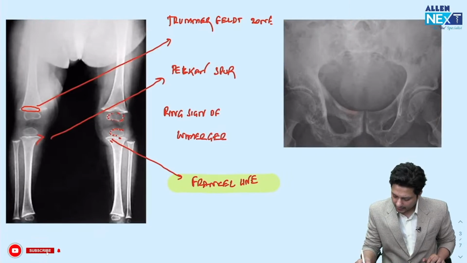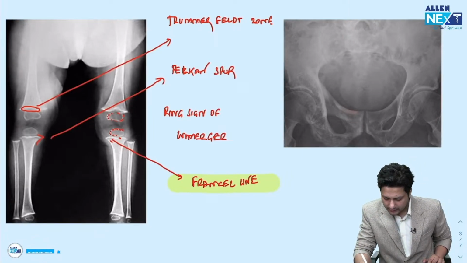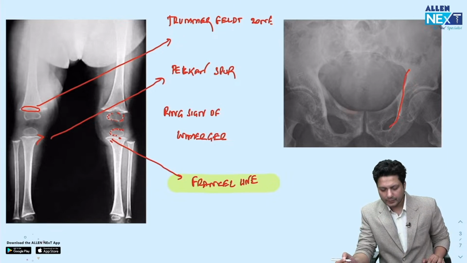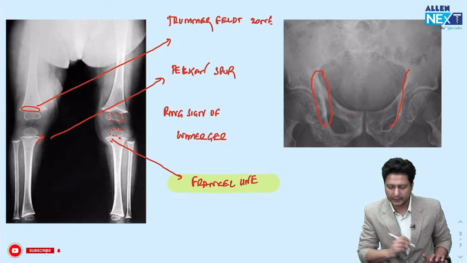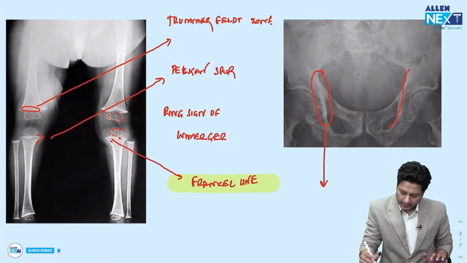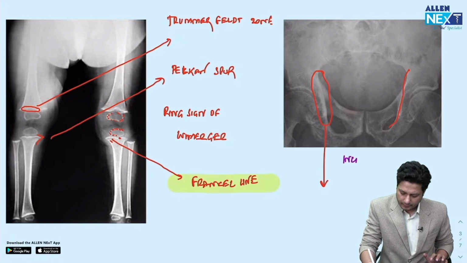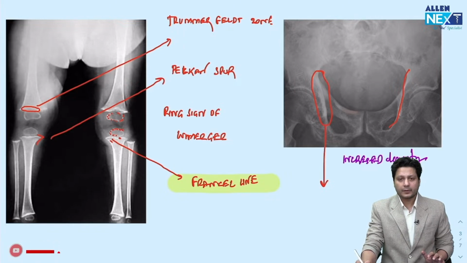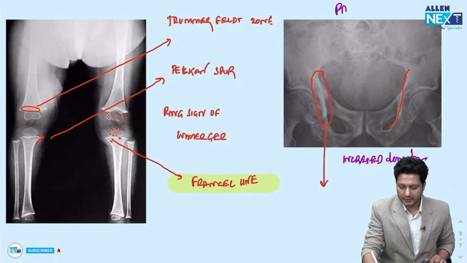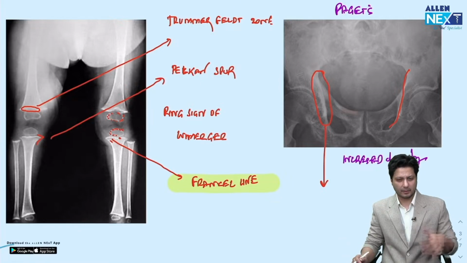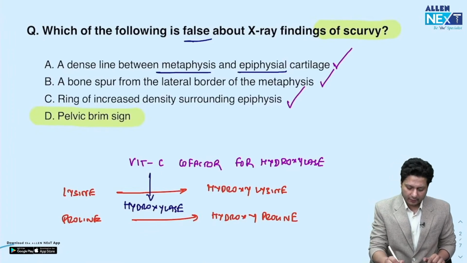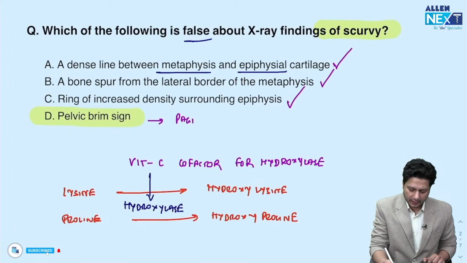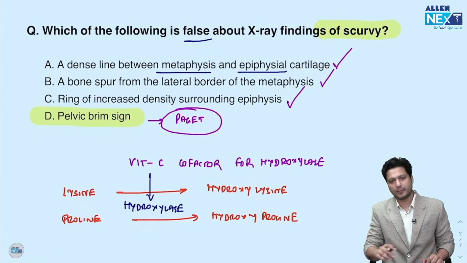Now, in this X-ray, this is the iliopectineal line, and the other one is the ilioischial line. Here there is an increase in the density of the iliopectineal line, and this is a feature of Paget disease. It is never a feature of scurvy. This is the feature of osteitis deformans. So hopefully everything is clear related to this particular question. This increase in the density of the iliopectineal line is a feature of Paget disease.